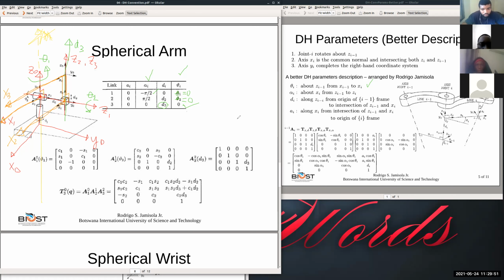So again, let's do it. X2, your thumb along X2. Okay. From Z1. Where is Z1? Z1 is in the horizontal. So X2, Z1 like that. About X2 from Z1 to Z2. So it goes like that. So it's positive direction. Okay.